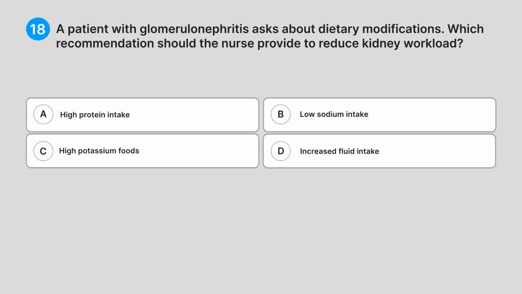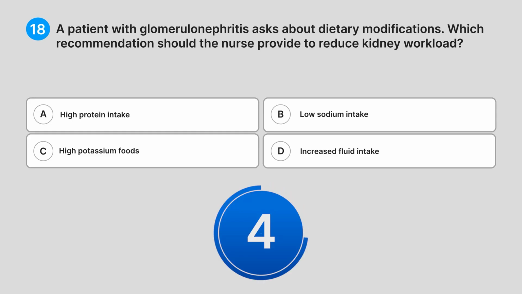18. A patient with glomerulonephritis asks about dietary modifications. Which recommendation should the nurse provide to reduce kidney workload? A. High protein intake. B. Low sodium intake. C. High potassium foods. D. Increased fluid intake. Do you know the answer?